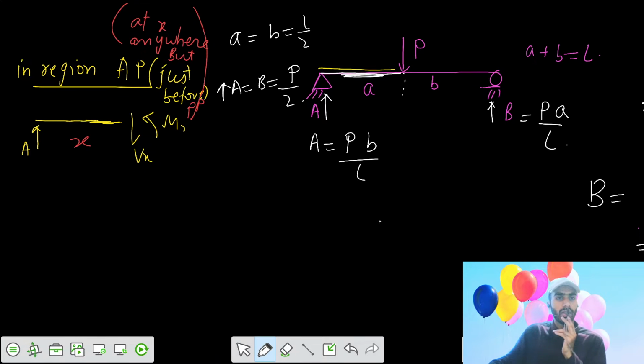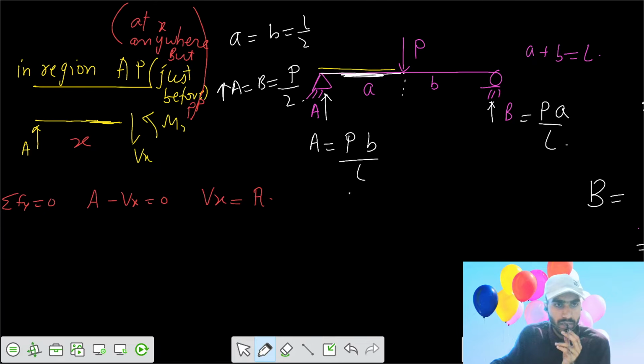So we can have that shear force, the summation Fy goes to 0. We can say A minus Vx equals 0. So your shear force at any x equals the value of A. At x equals 0, your shear force is equal to A, that was your Pb by L. And for x equals the value of a, we also have shear force equals A, that's equal to Pb by L.